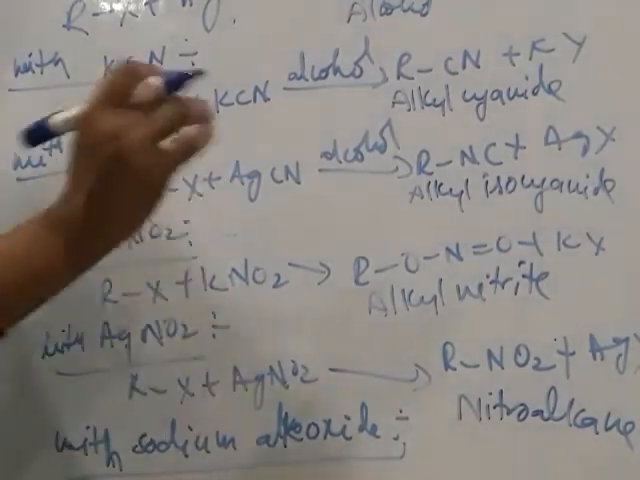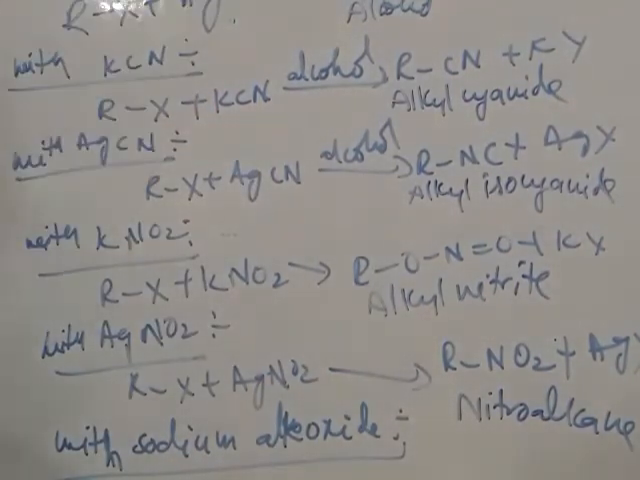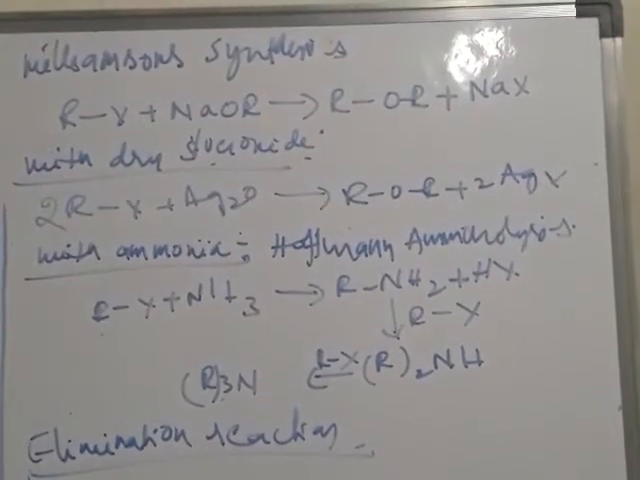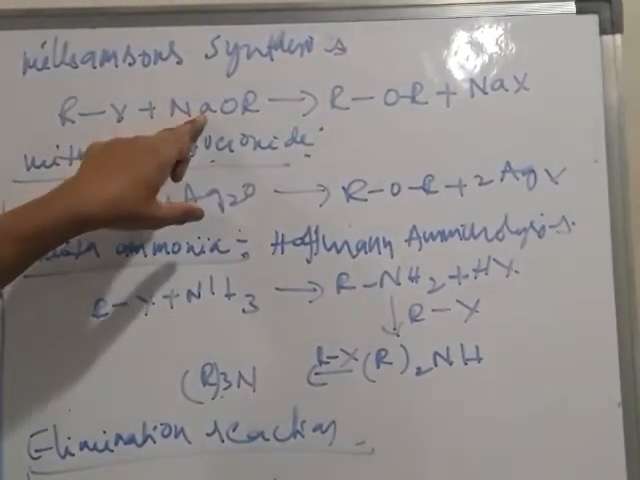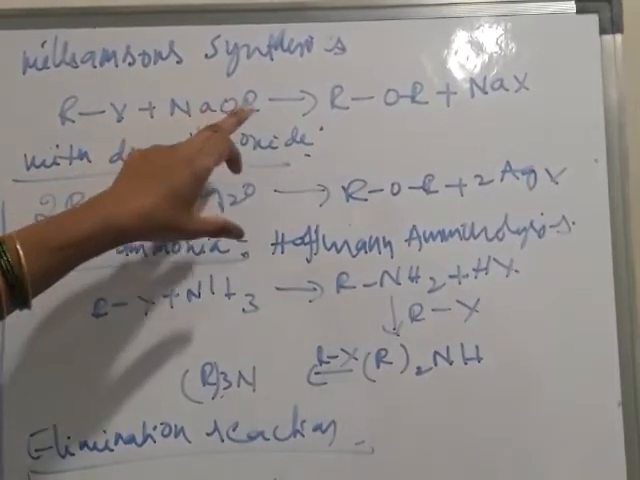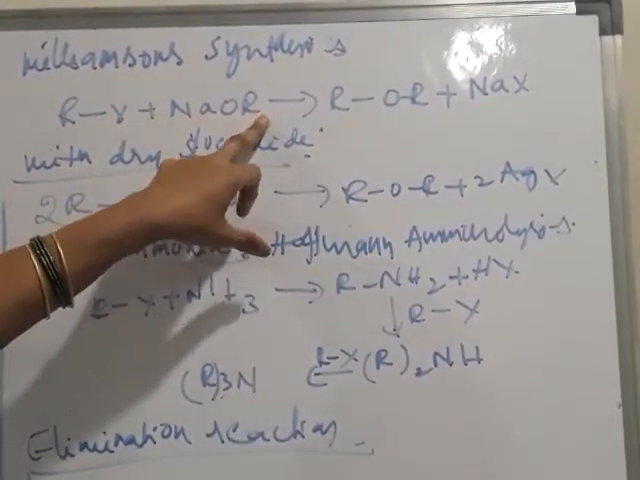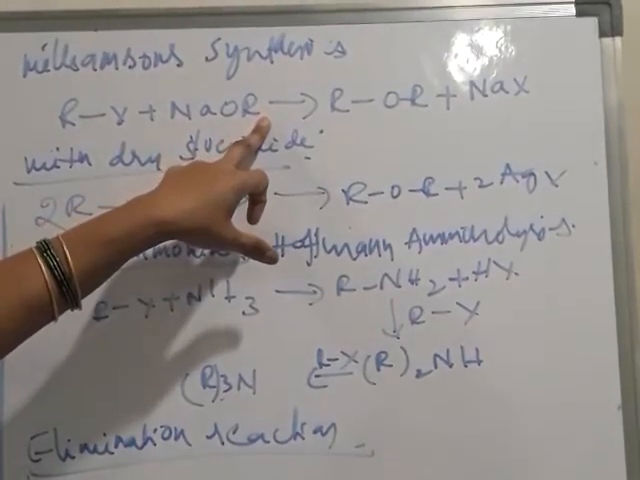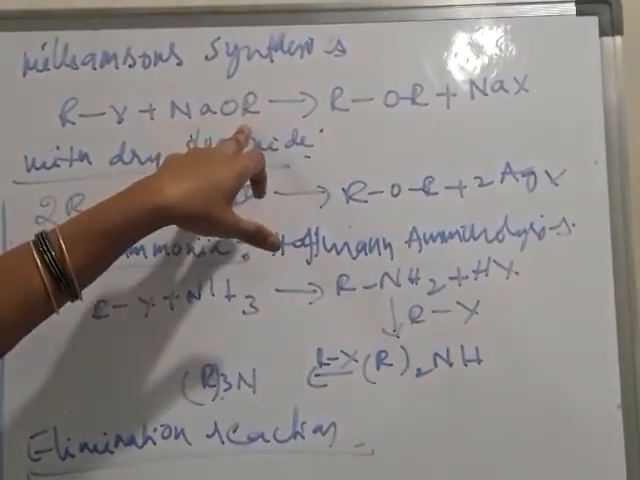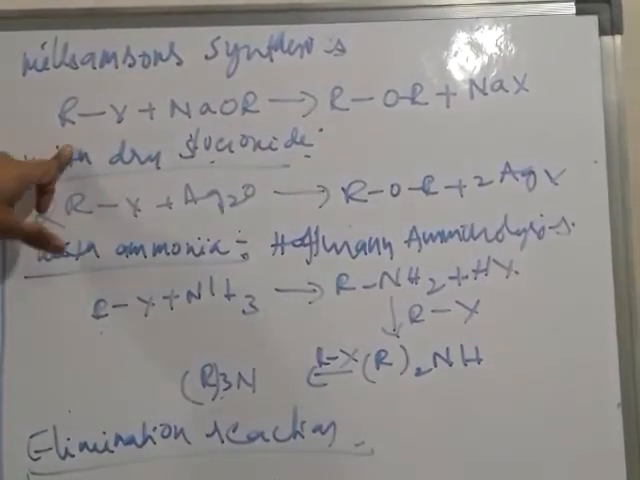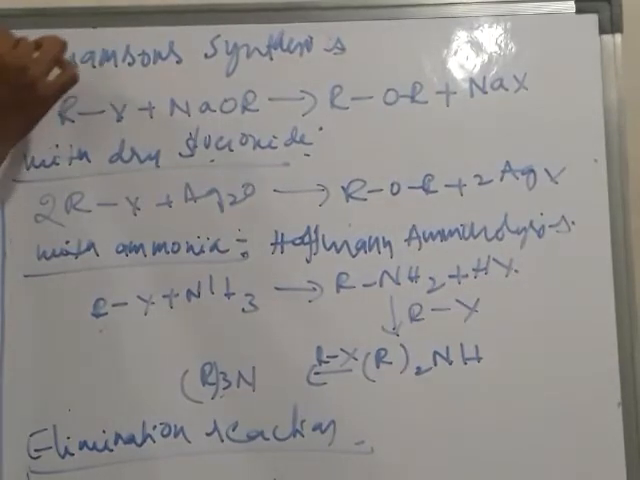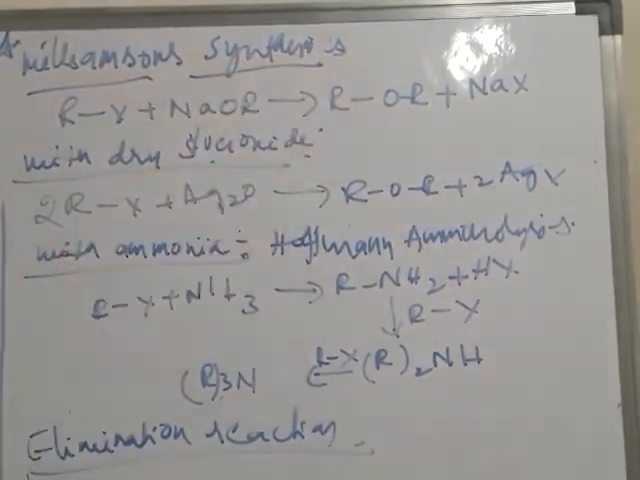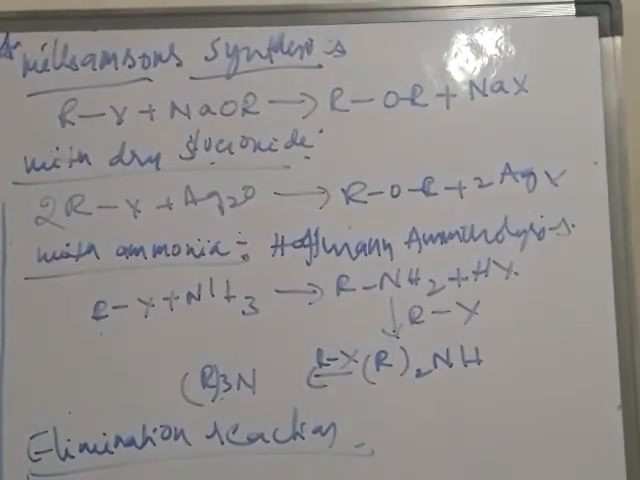Then coming to sodium alkoxide. This is a very important reaction. Sodium alkoxide, NaOR. If it is a C2H5 group, we can call it sodium ethoxide. Sodium alkoxide reacts with the alkyl halide, and this reaction is a named reaction called Williamson synthesis. This is a very important reaction used for the preparation of ether.